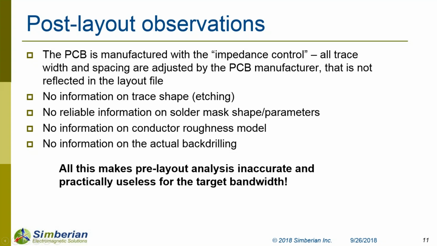And we have no information on the trace shape. We have no reliable information on the solder mask, neither how thick it is, nor its electrical properties. No information on the conductor roughness model, besides that we are using HVLP copper foil, and no information on the actual back drilling. There are some launches that are back drilled on this board. So basically, I said everything from 6 to 15 mil is the variation for the stub. All of this makes pre-layout analysis inaccurate and practically useless if you are targeting 30 or 40 gigahertz.